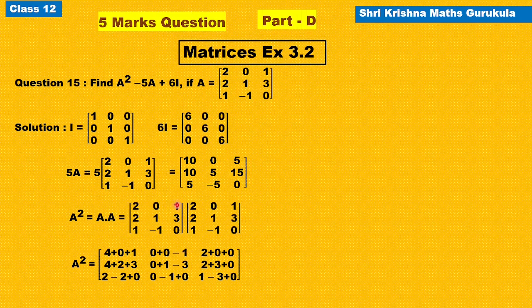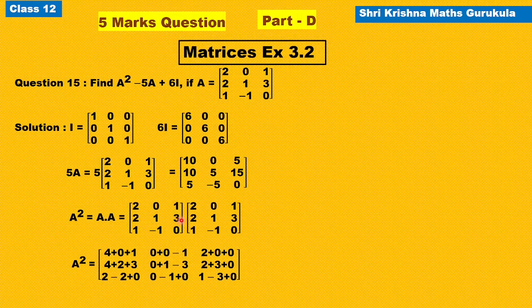Now I'm considering first row and third column. So 2 into 1 is 2, 0 into 3 is 0, 1 into 0 is 0. So it is 2 plus 0 plus 0. Now I am considering second row and first column. That is 2 into 2 is 4, 1 into 2 is 2, 3 into 1 is 3. So it is 4 plus 2 plus 3.